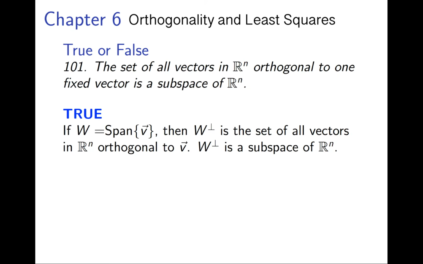This is true. So if we take W to be the span of this one fixed vector, well then that's a subspace of Rn. And then the set W perp, which is the set of all vectors orthogonal to V, is also a subspace of Rn. Right? The orthogonal complement of a subspace is a subspace. We proved that in class, and feel free to prove it again for practice.